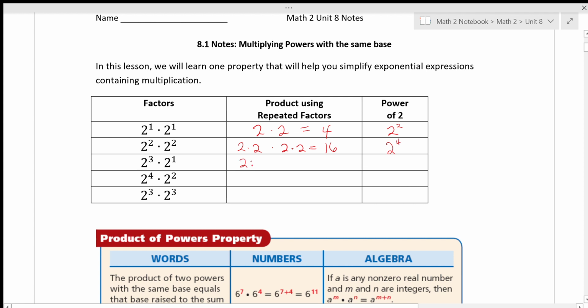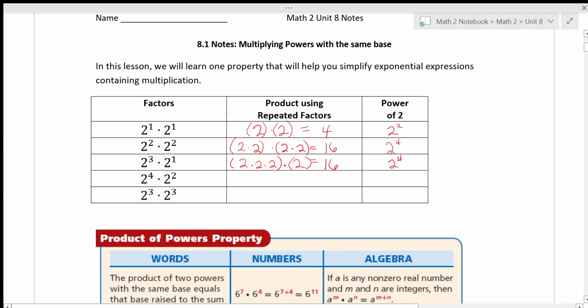2 to the third would be 3 2's times 2 to the first, 1 2. Grouping them, that gives us 16 as well. 2 to the third, 2 times 2 times 2 times 2, 16. That again is 2 to the fourth.